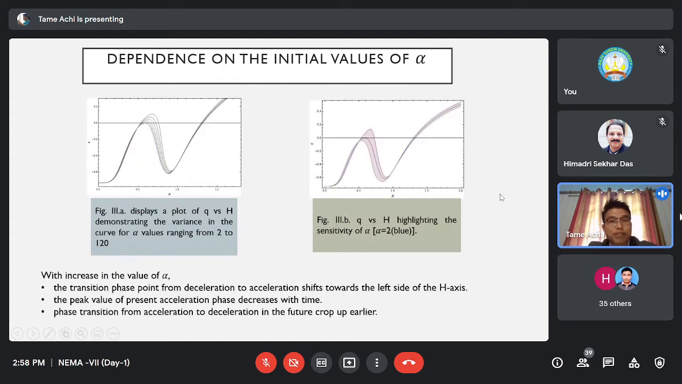Regarding the coupling parameters, the first variation we have done is with alpha. We vary the value of alpha in the range from 2 to 120, and we see that the nature of the curve varies. We can see that the transition point from deceleration to acceleration depends upon the changing value of alpha, and also the peak value does change depending on the value of alpha.